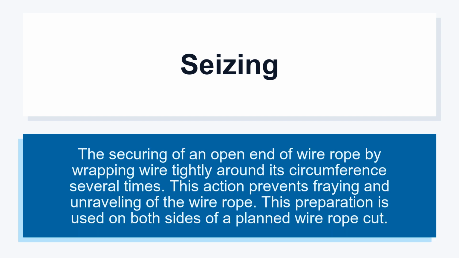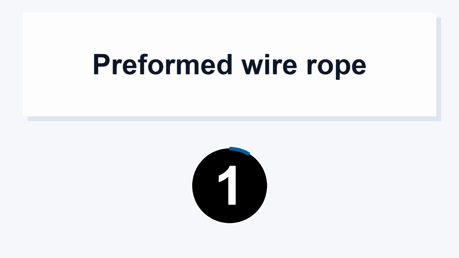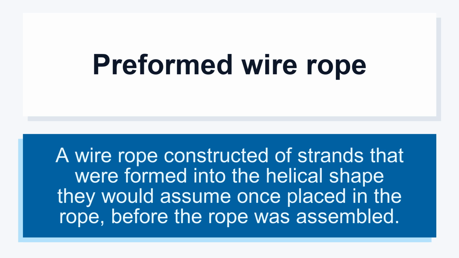Seizing. The securing of an open end of wire rope by wrapping wire tightly around its circumference several times. This action prevents fraying and unraveling of the wire rope. This preparation is used on both sides of a planned wire rope cut. Preformed wire rope. A wire rope constructed of strands that were formed into the helical shape they would assume once placed in the rope, before the rope was assembled.